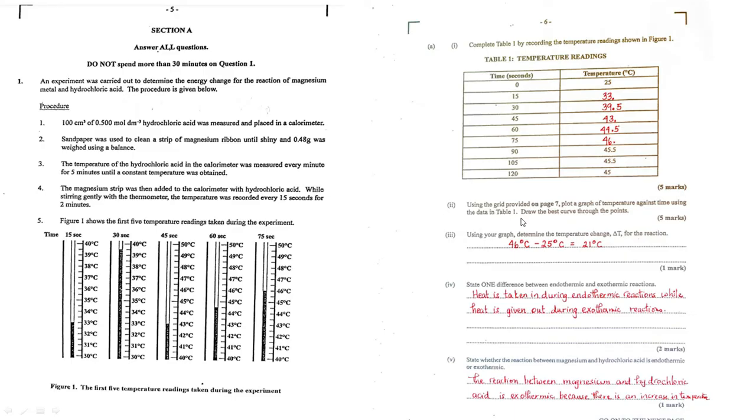Then it says here, using the grid provided on page 7, plot a graph of temperature against time using the data in table 1. Draw the best curve through the points. Now, using your graph, determine the temperature change. So what I did, I drew the graph, and please note that every 2 spaces was 1 point. So that's every 2 is 1 point. So I have it here, as you can see.